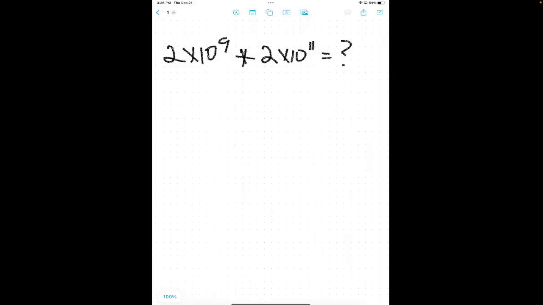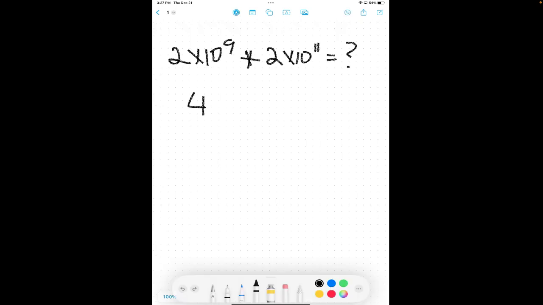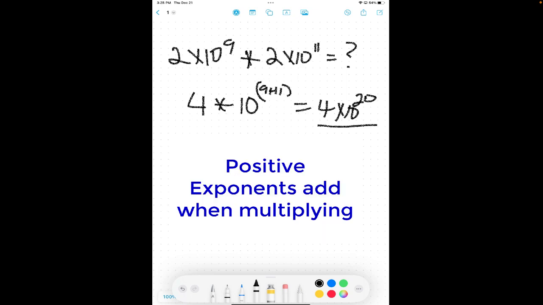So our first example is to multiply two scientific notation numbers together: 2 times 10 to the 9 times 2 times 10 to the 11. As it turns out, when multiplying by exponents, the exponents simply add together. So without even using our calculator, we can multiply the 2's together to get 4. And we know our number is going to be in scientific notation. So it's 4 times 10 to the 9 plus 11, which is equal to 4 times 10 to the 20. So remember the rule in this exercise is exponents add together.